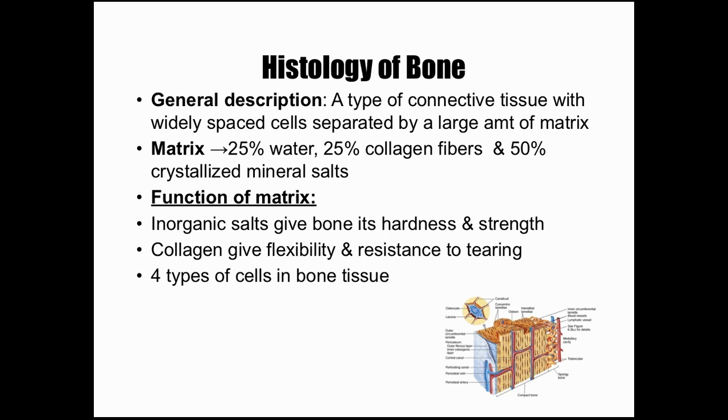And now a general description of what bones are actually made out of. It's mostly made of connective tissue with cells that are widely spaced apart. So there are cells in your bones which are secreting and creating what's called the matrix. And the matrix is made out of 25% water, 25% collagen fibers, those are like stretchy, elastic fibers, and 50% crystallized mineral salts.